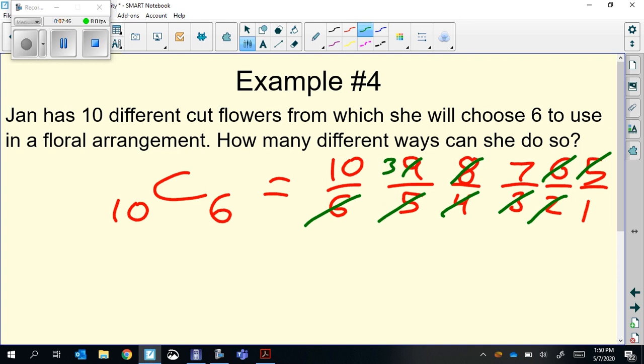And now there's no more denominators. These will never be fractions. It will always work out to be an integer answer, or whole number answer. So 10 times 3 is 30 times 7, or you could do 7 times 3 is 21 times 10 is 210.